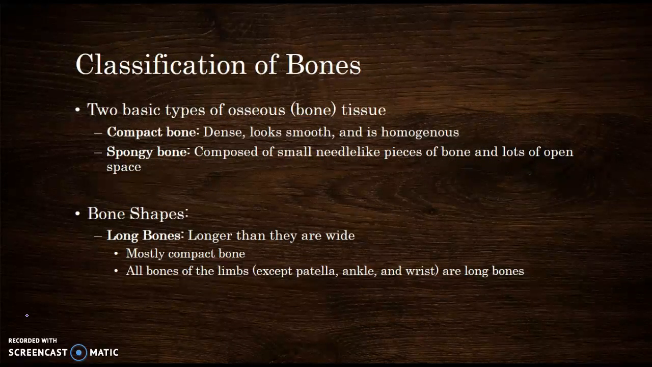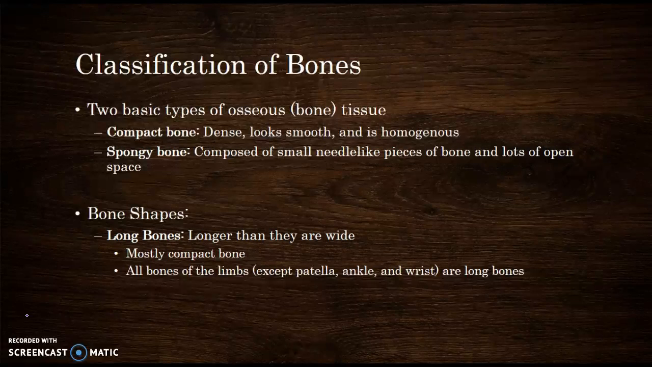So now we're going to talk about the different types of bones, and we're going to look at first what they're made of and then the different shapes of them. So there's two basic types of bones. You have compact and spongy. Compact is normally going to be found on the outside of bones, and it's really hard and smooth. And then more internally is going to be spongy bone, and it sounds exactly like what it looks like. It kind of does look like a sponge.